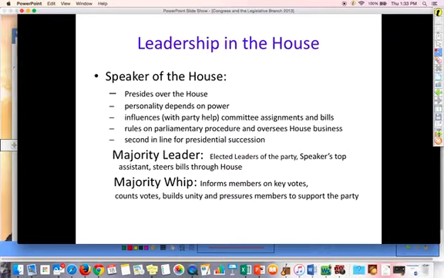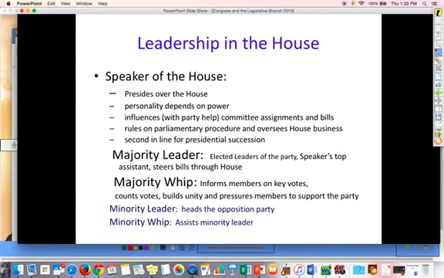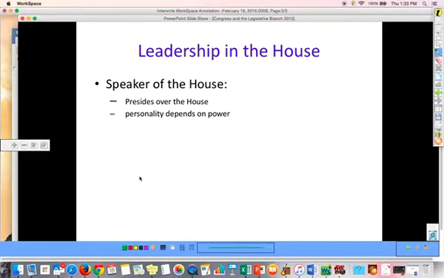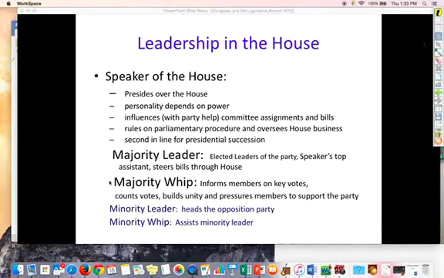So the big three leadership positions are definitely going to be Speaker of the House, that is in the Constitution. Majority Leader and Majority Whip are by political party. And then you have the Minority Leader and Minority Whip that function exactly the same way as the Majority Leader, only they do it for the minority side.